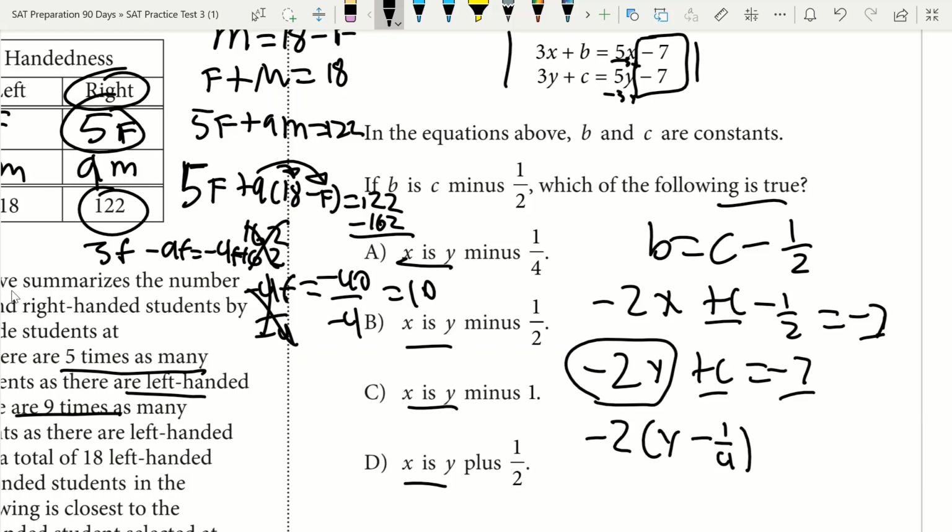Because when we take this negative 2 and multiply it by negative 1/4, that's going to give us positive 2 over 4, which is positive 1/2. Positive 1/2 gets rid of that minus 1/2 there. And we'll be left then with negative 2Y plus C equals negative 7 in both equations. So we know our correct answer must be X is Y minus 1/4. So that's going to be answer choice A.